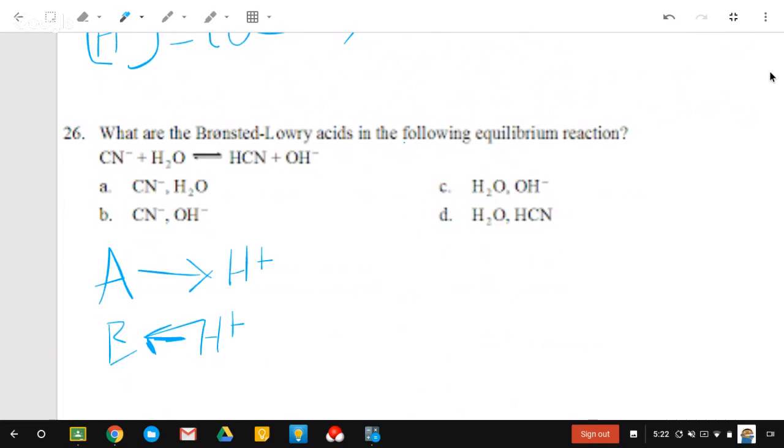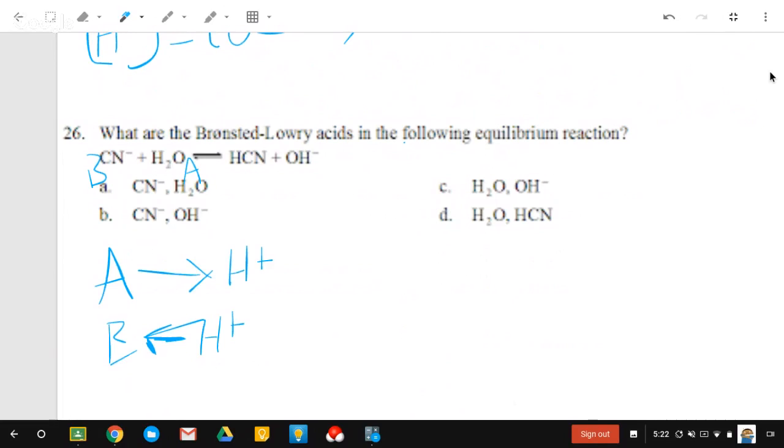So we're looking at it here. So what are the Bronsted-Lowry acids? So you can see CN goes to HCN. So what happens? It accepted a hydrogen. CN is a base. Water, it lost a hydrogen. It gave up a hydrogen to CN. So CN could become HCN, or hydrocyanic acid.